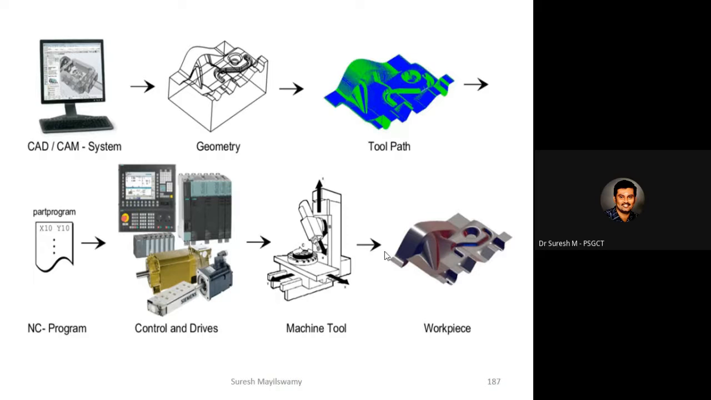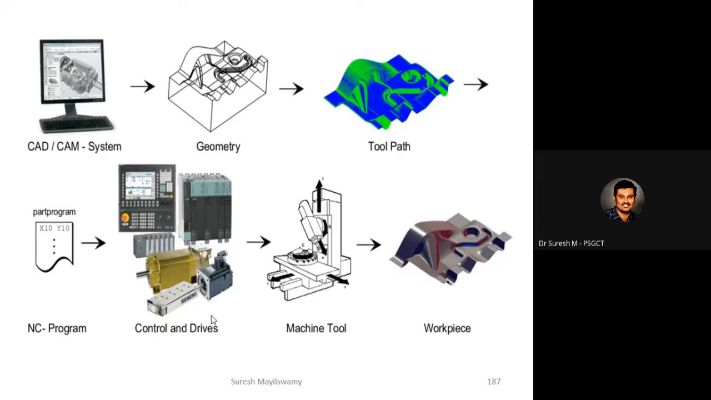So we have a CAD/CAM system to develop the geometry. The CAD system is used to develop the geometry. After that, a geometry is created. Based on the geometry, we can optimize the toolpath. After optimizing the toolpath, we can generate a part program by using the CAM software. This part program will be sent to the CNC controller.